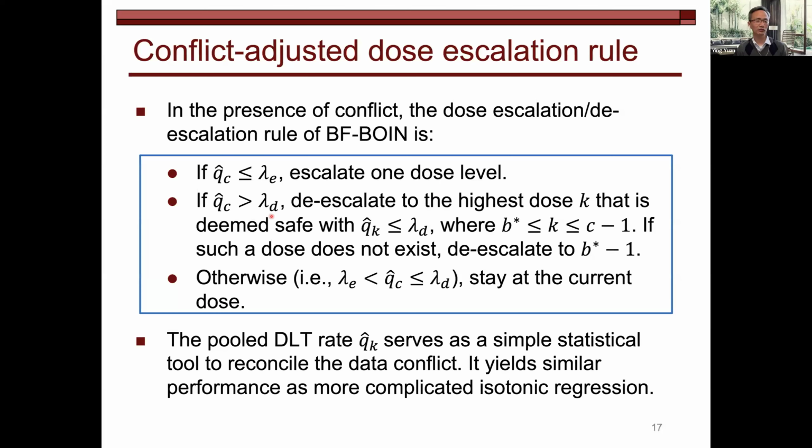And if it's greater than lambda D, that means once you pool, the data still shows toxicity, very toxic, exceeding the de-escalation boundary. In this case, we should de-escalate to the highest dose deemed safe, which has a pooled estimate less than the de-escalation boundary. So this is quite a natural decision. Otherwise, we stay at the current dose. Again, the pooled estimate is a simple tool to reconcile data conflict.